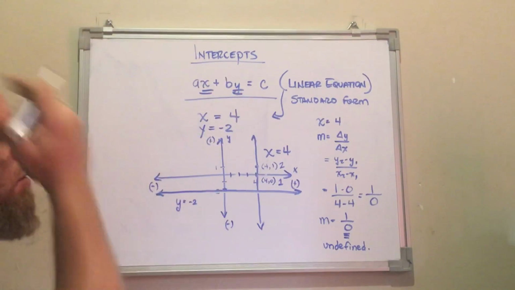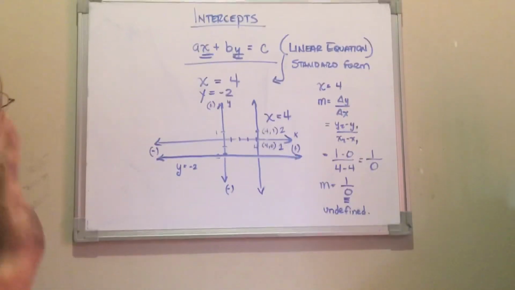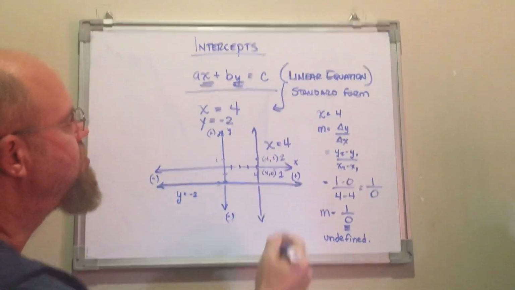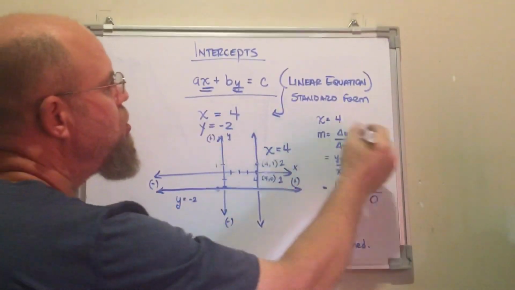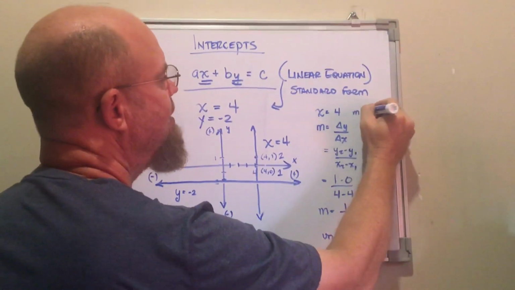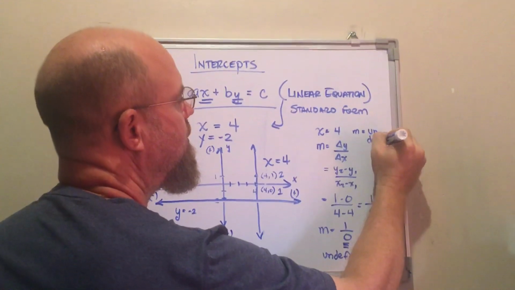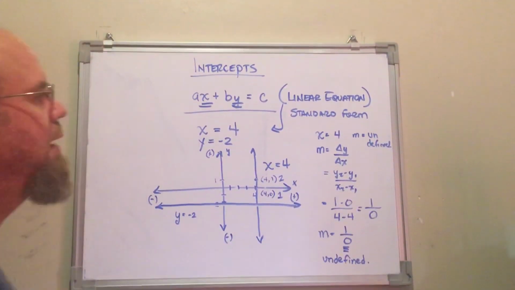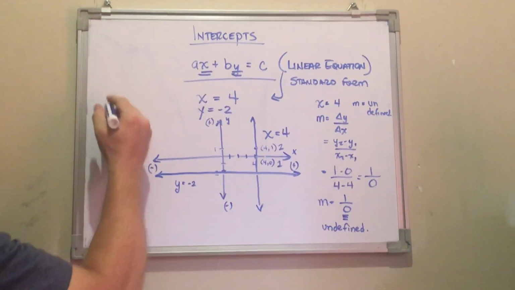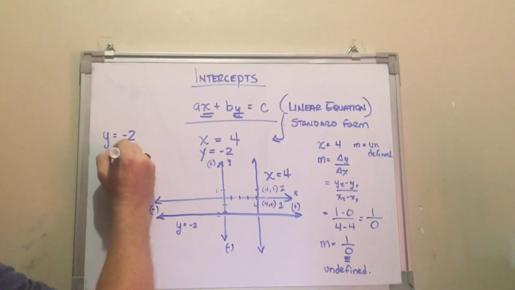Zero does not go into any number. Okay, so it's undefined. So for x equals 4, the slope of x equals 4 is undefined. Okay, well, let's look at y equals negative 2. What is the slope there?